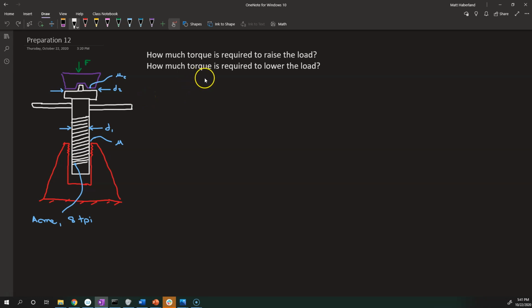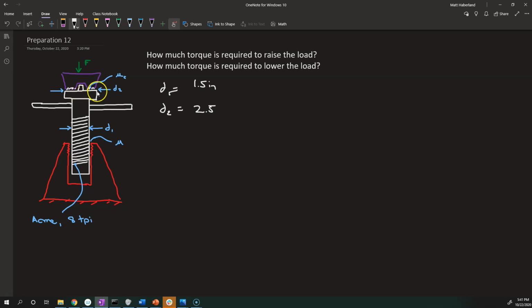So the numerical values of the parameters here: we've got D sub 1, the diameter of the screw, is 1.5 inches. We've got D sub 2, the diameter that we're going to use for the collar interface, which is going to be 2.5 inches. Even though everywhere here there is some amount of sliding going on, we're going to assume that the purple and the white just contact at the very outer diameter.